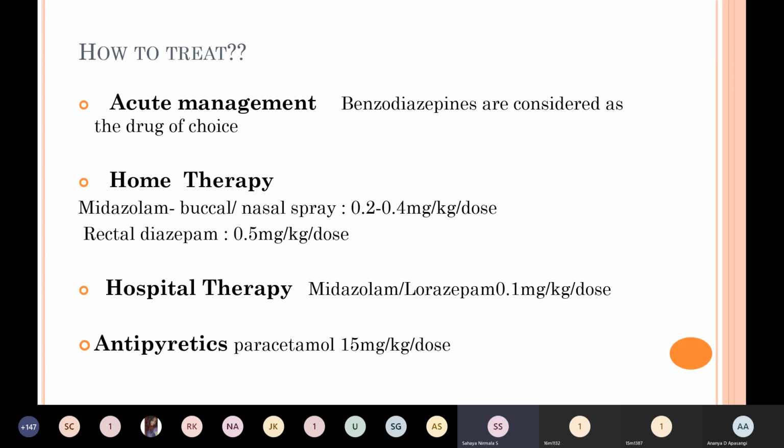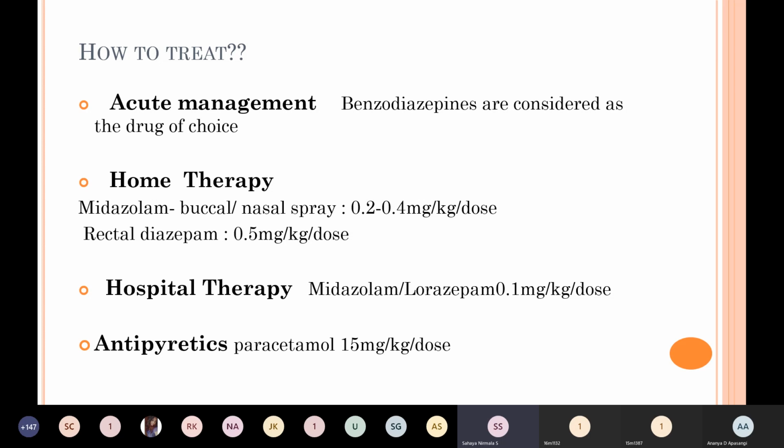If the child is at home, is a known febrile seizure, then you can give a midazolam nasal spray. So dose is 0.2 to 0.4 mg per kg per dose. Or you can use a rectal diazepam at a dose of 0.5 mg per kg per dose. So this is at home. Once the child comes to the hospital, you can use midazolam or lorazepam, 0.1 mg per kg per dose, either IV or IM.